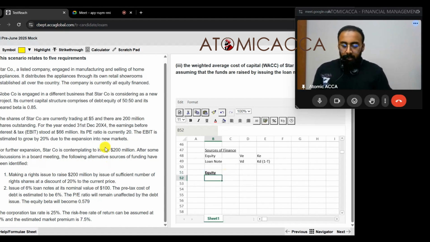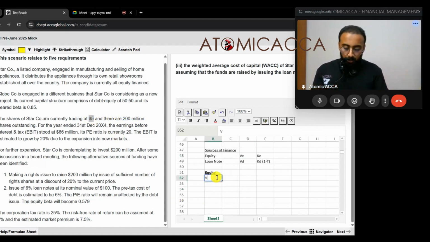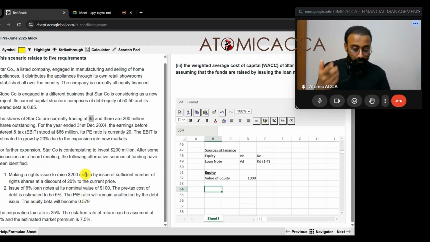Equity. What is given? I need the market value of equity. That is quite straightforward. We have 200 million shares currently in the company. They are trading at $5. So when we multiply it, we get the market value. So value of equity will be equal to 200 million into 5. So that is sorted. Next thing, I need to find cost of equity. Can we use DVM model here? No. So we have to still stick on to the CAPM model.